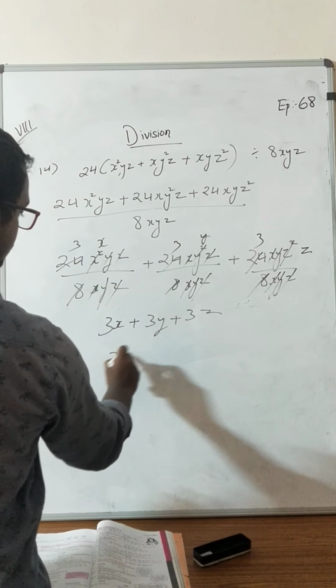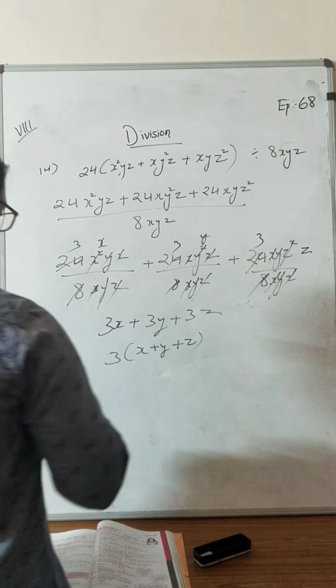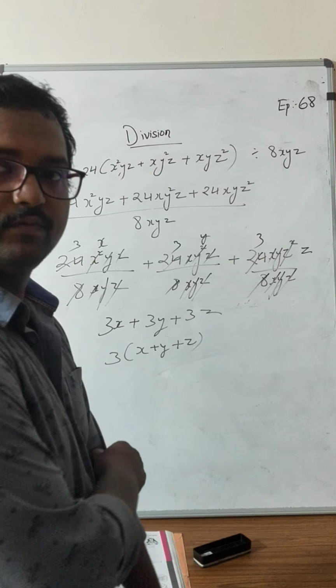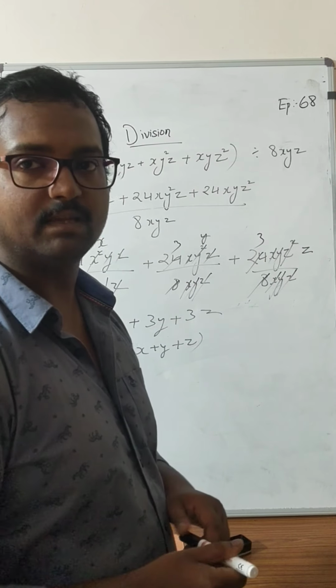If we take 3 as common, we will be left with x plus y plus z. Now we are getting the same answer by both the methods.